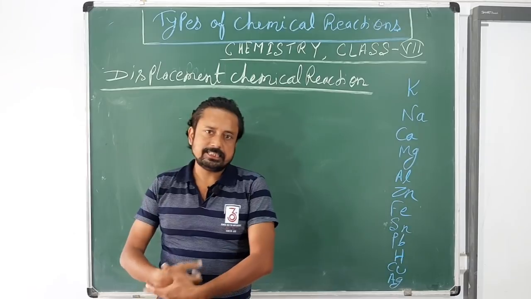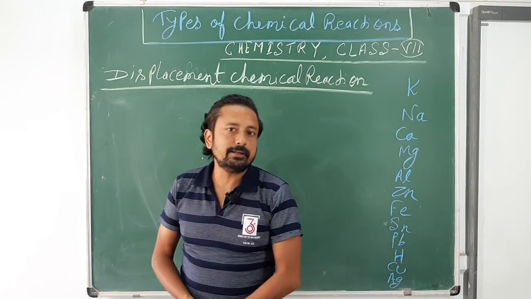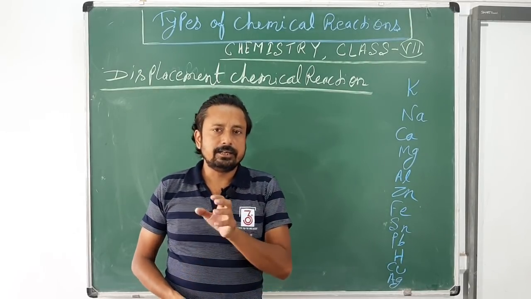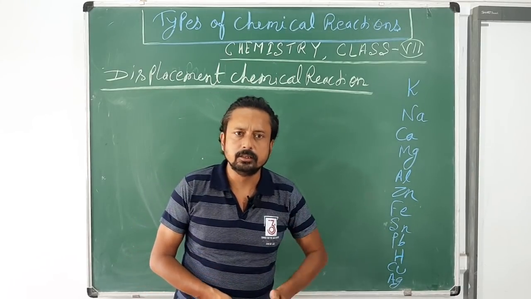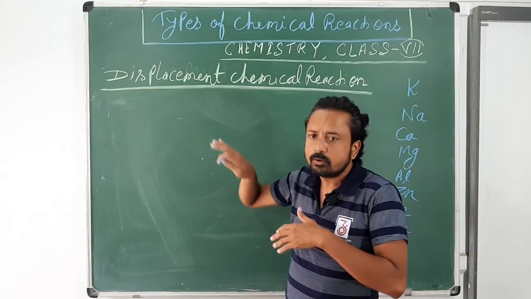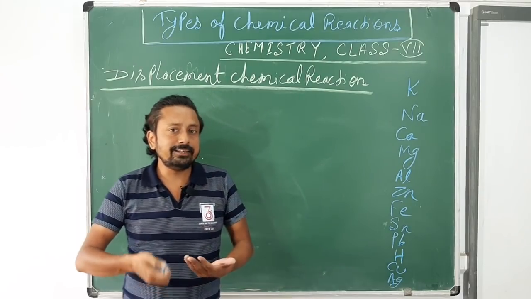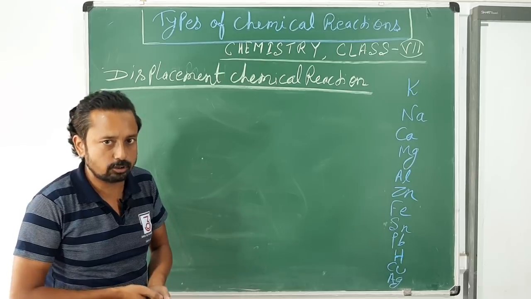The next one is displacement reaction. Displacement chemical reactions are those chemical reactions in which a higher reactive metal displaces a lower reactive metal from their salt solution. The name displacement itself makes it clear. So they can displace, but which one will displace? A higher reactive metal displaces a lower reactive metal from their salt solution.